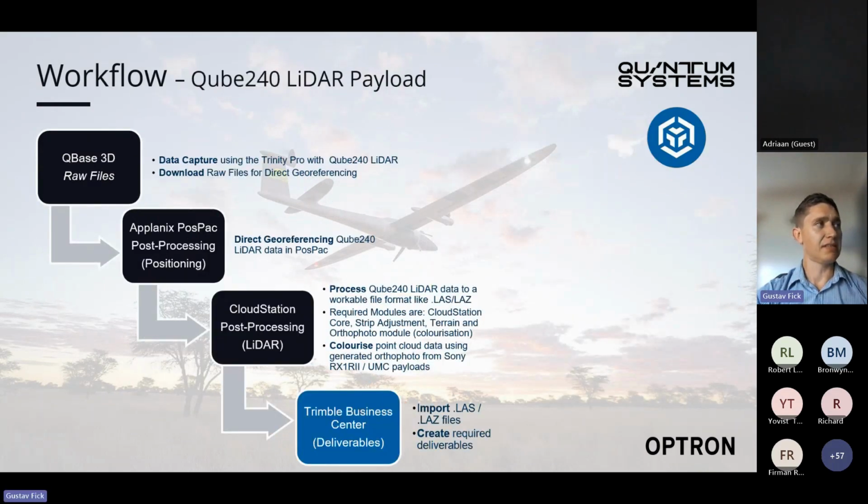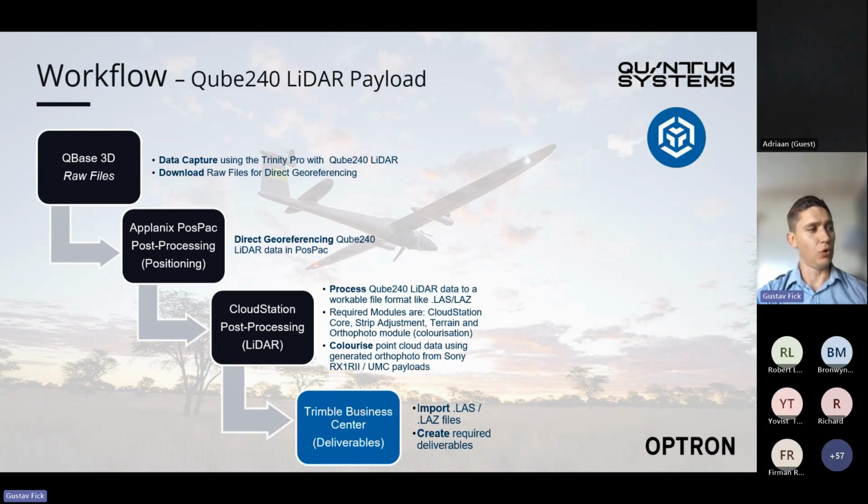Next up, just for interest's sake, is the LiDAR payload option and how the workflow changes. Here you will start off once again with your Cubase 3D software, where you will download all the LiDAR data from the Cube 240 payload. The data will then go into the Applanix POSPac package, where you will do your direct georeferencing of your LiDAR data from your trajectory data.